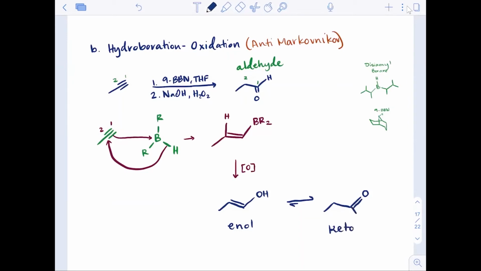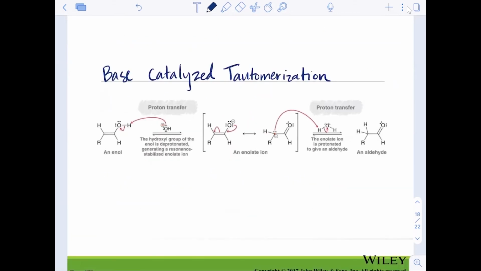But again, this specific keto is going to be an aldehyde. So again, these are tautomers. Tautomerization will favor the carbon-oxygen double bond, just like it did before. Just now, remember in step number 2, we are in sodium hydroxide, so we are base catalyzed. Let's go ahead and look at that tautomerization.